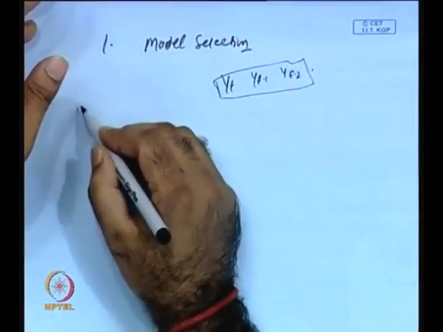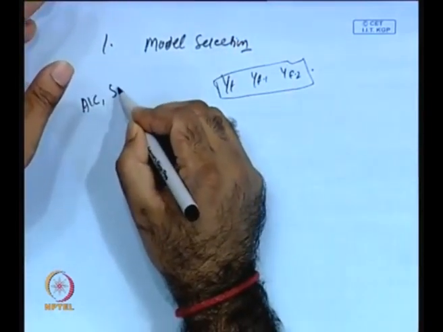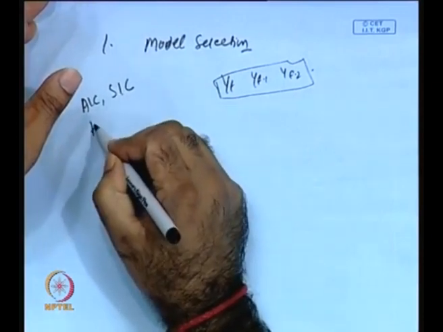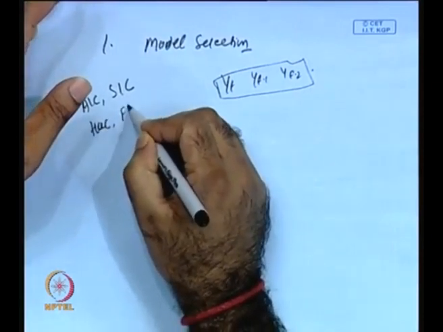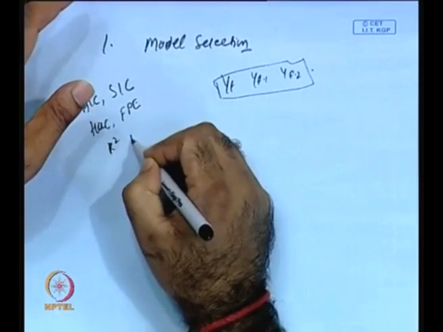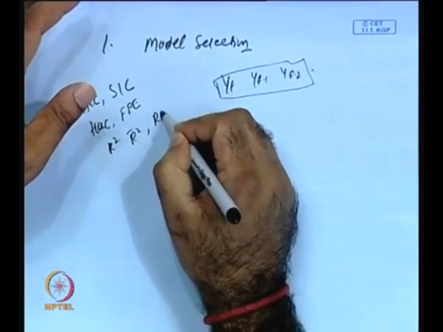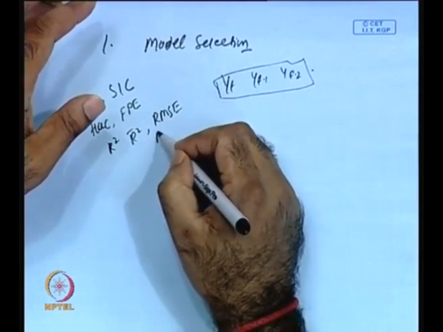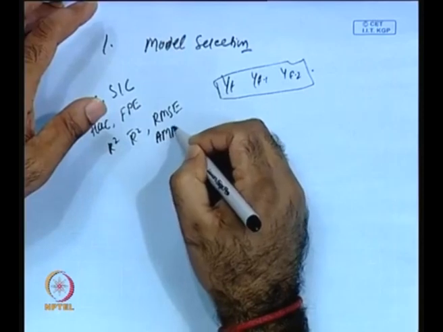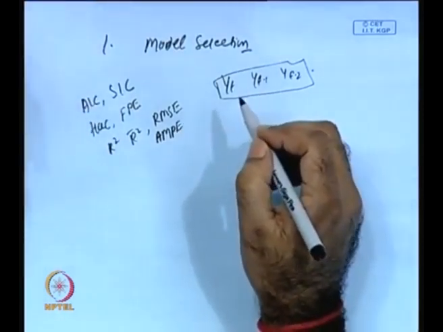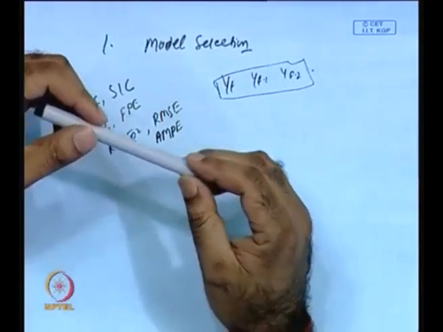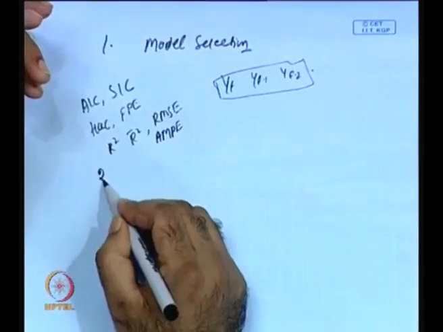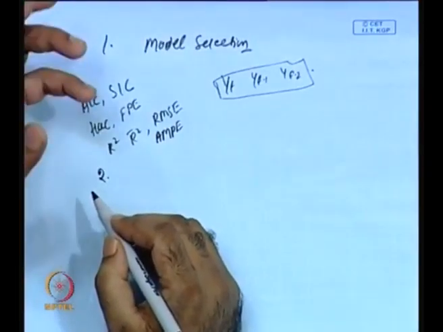There are several statistics, say AIC statistics, SIC statistics, HQC statistics, final prediction error statistics, even R square, adjusted R square, root mean square errors, mean percentage errors, absolute mean percentage errors. These are the methods through which we can observe the model selection, so whether the model is perfectly okay or not. This is the first problem, the first strategic idea behind econometric modeling.